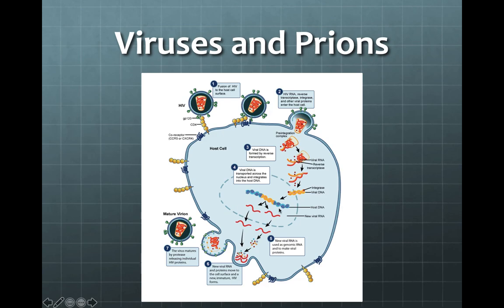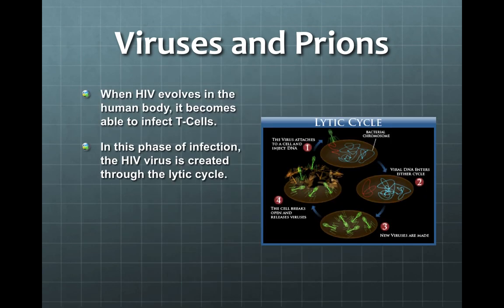Here's an example of it, but that's really complicated, so we're going to skip that. When HIV evolves in the human body, it becomes able to infect your T cells. T cells are what help you fight off infection. In this phase of infection, the HIV virus is created through the lytic cycle. Lytic means burst, like lysis.